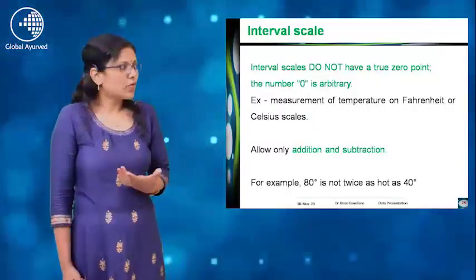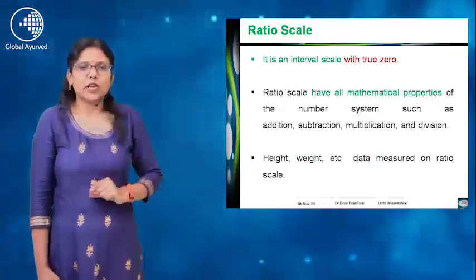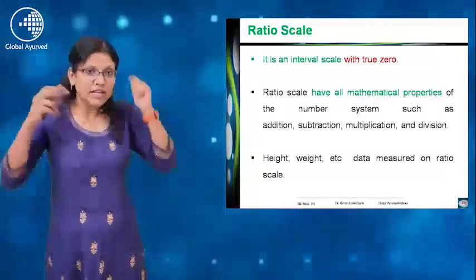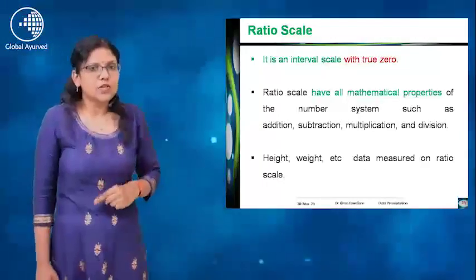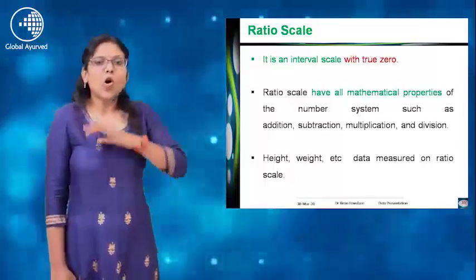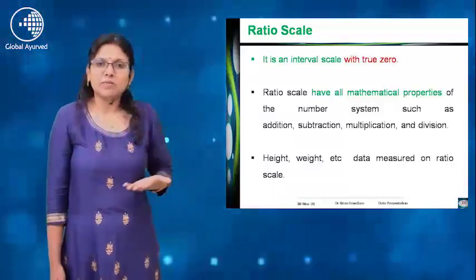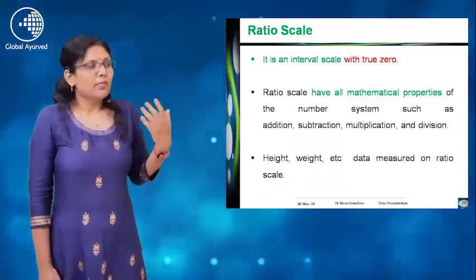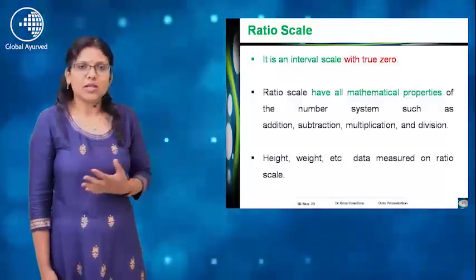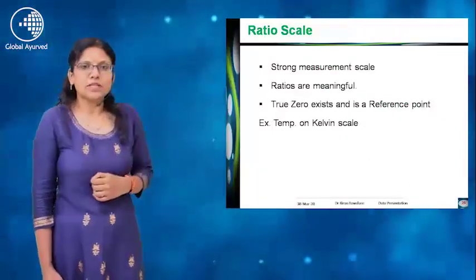Next we are going to see the ratio scales. It is an interval scale with the true zero value. In case of interval scale, there is no true zero value, but in case of ratio scale there is a true zero value. Means it is an interval scale with a true zero value. Ratio scale has all mathematical properties of the number system such as addition, subtraction, multiplication and division. We can measure the height, weight, all continuous type of data with the help of this ratio scale. This is the strongest scale of the measurement.